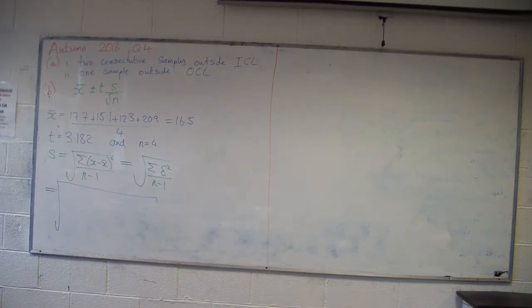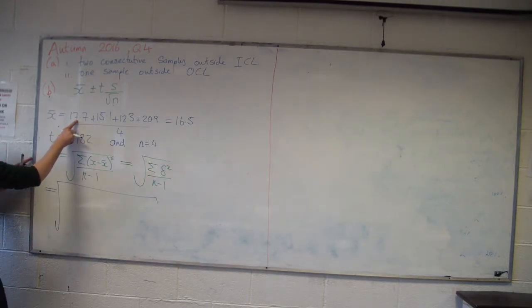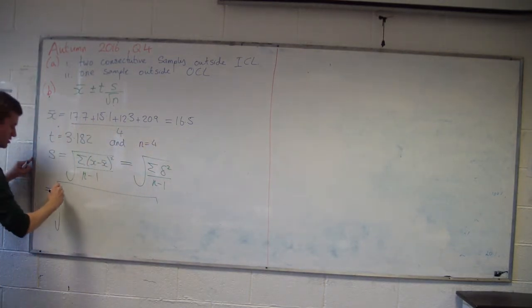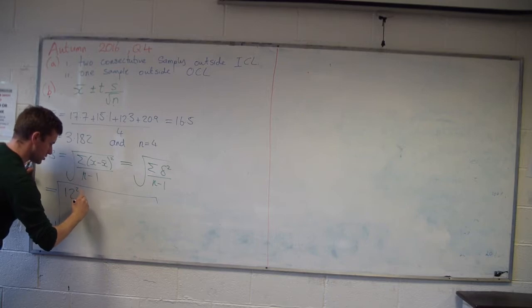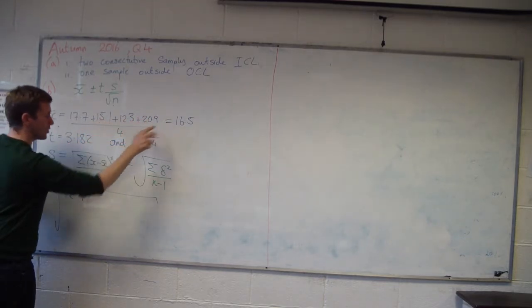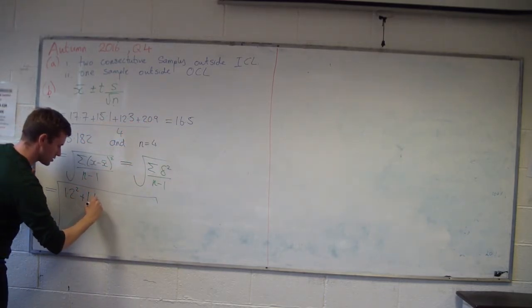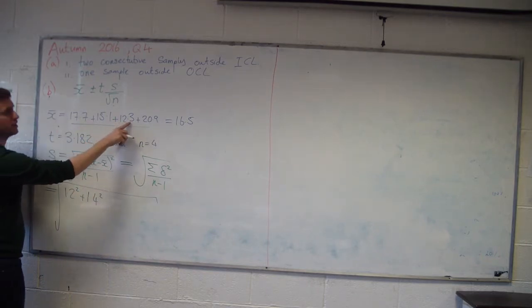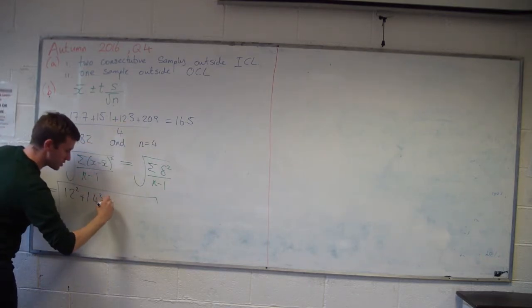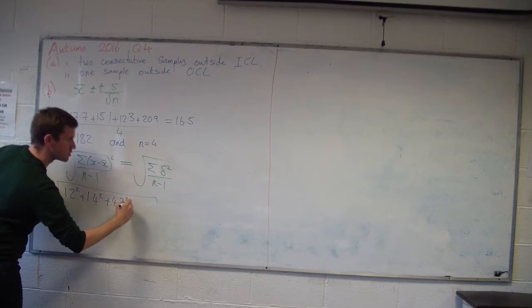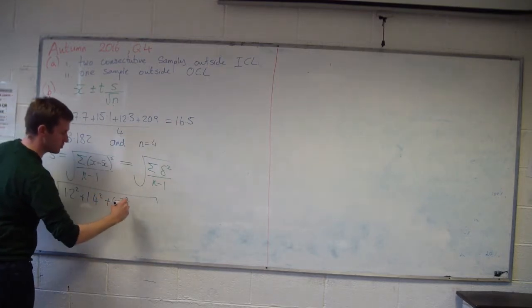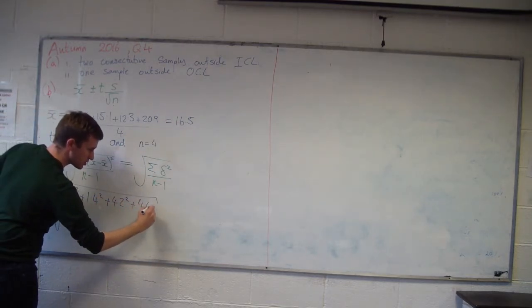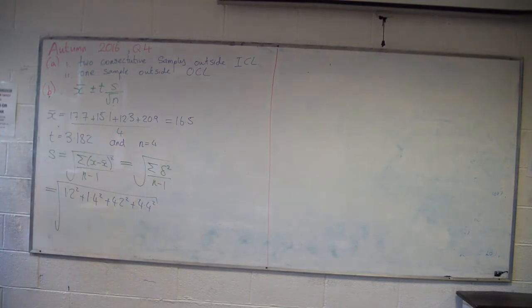So just take the F's out. The S is 1. So the first deviation is 1.2. The second deviation is 1.4 and then squared. This deviation is 4.2. And this deviation is 4.4. Yeah, just the difference.